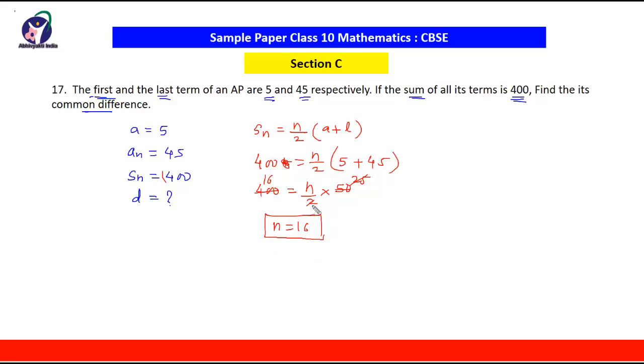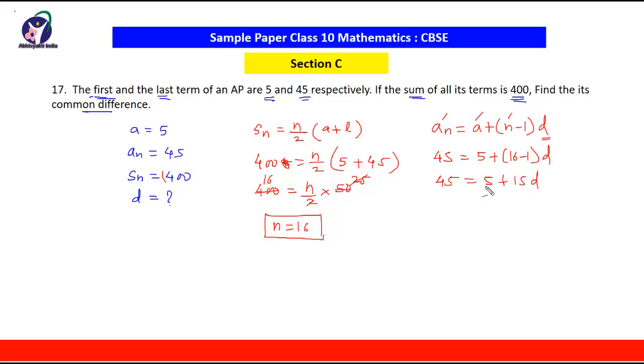Once he got that n is equal to 16, he says it is okay. Now we will go for the next. Now the next is that AN, that is the last term, we calculate as A plus n minus 1 into D. Now here we know AN, we know A, we know n, and we have to find D. So AN, that is the last term, is 45, which is equal to first term 5, plus n minus 1, that is 16 minus 1 into D.